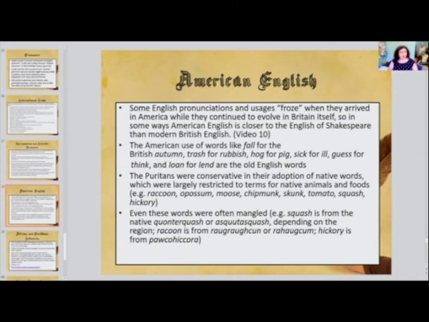We don't speak the mother tongue the same way that the English speak it, right? Some English pronunciations and usages froze when they came to America, but they continued to evolve over in Britain. So in some ways, American English is closer to the English of Shakespeare than modern British English. And I have such a cool video to show you about accents and how that's true with the Southern accent in America.